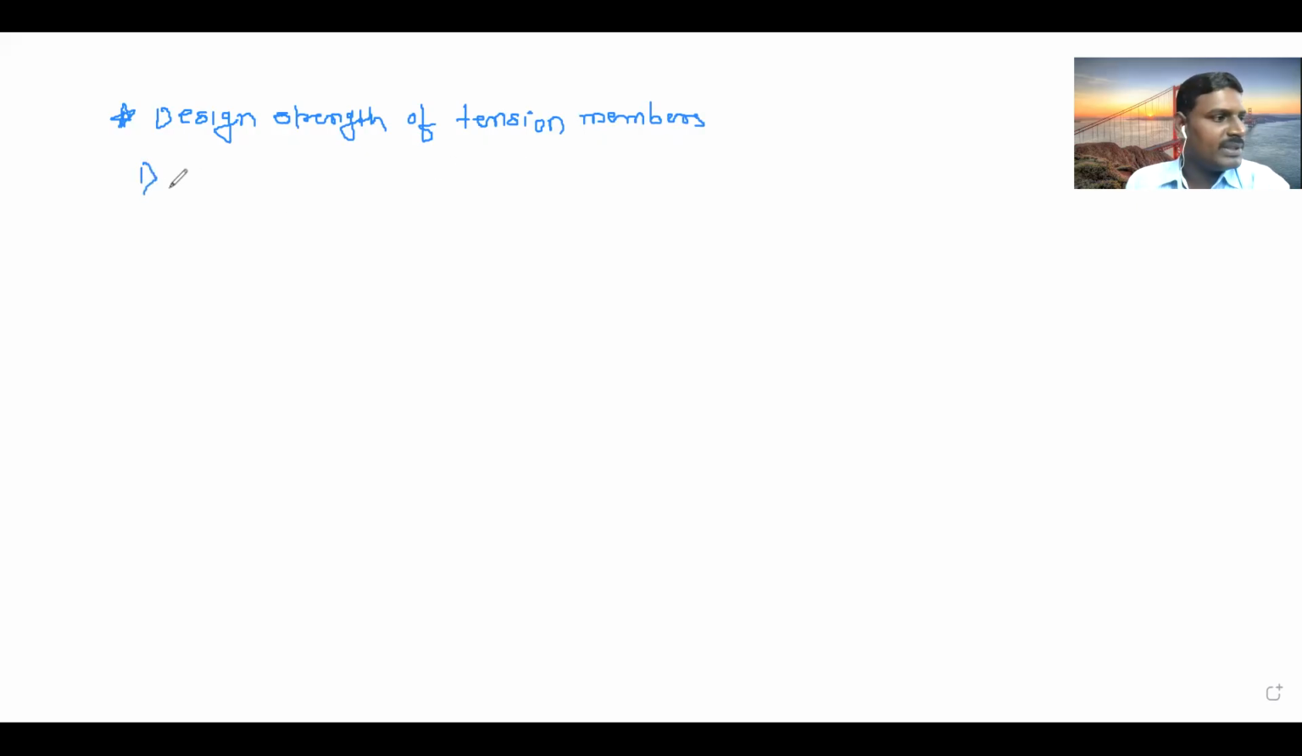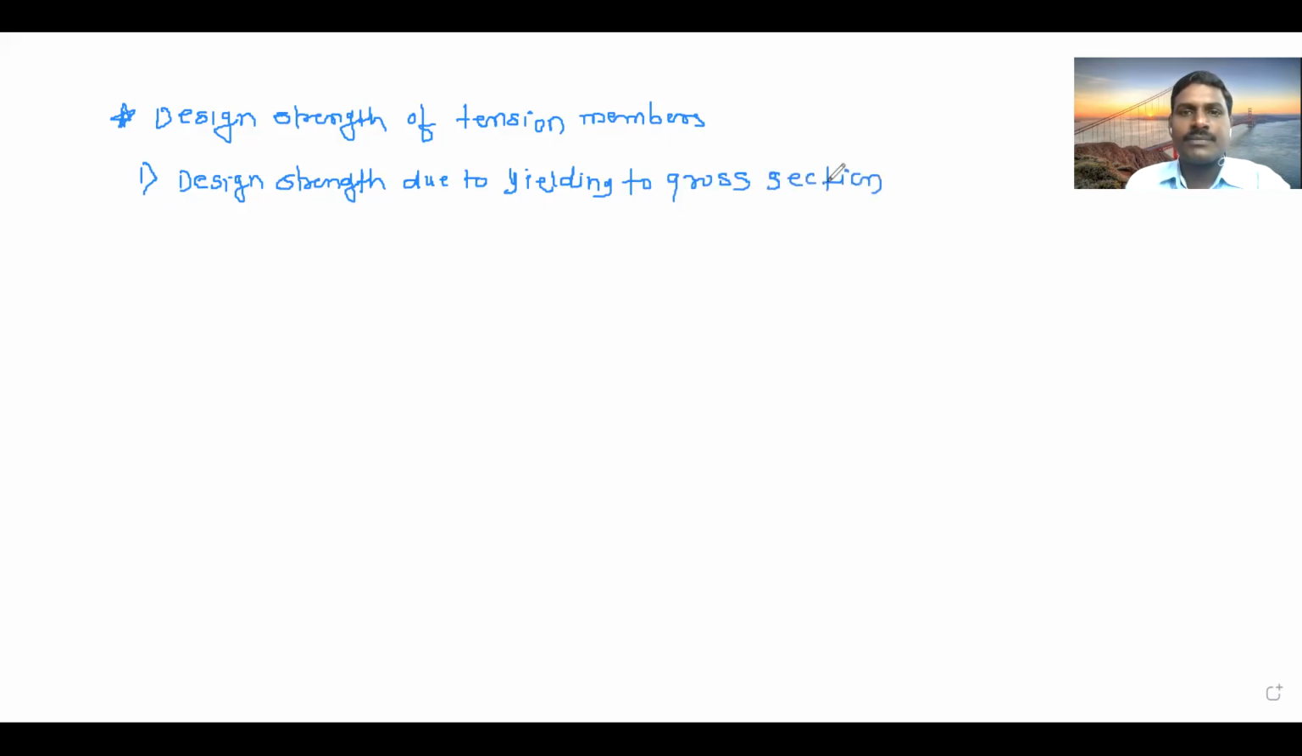So first design strength of tension member, that is design strength due to yielding of gross section.